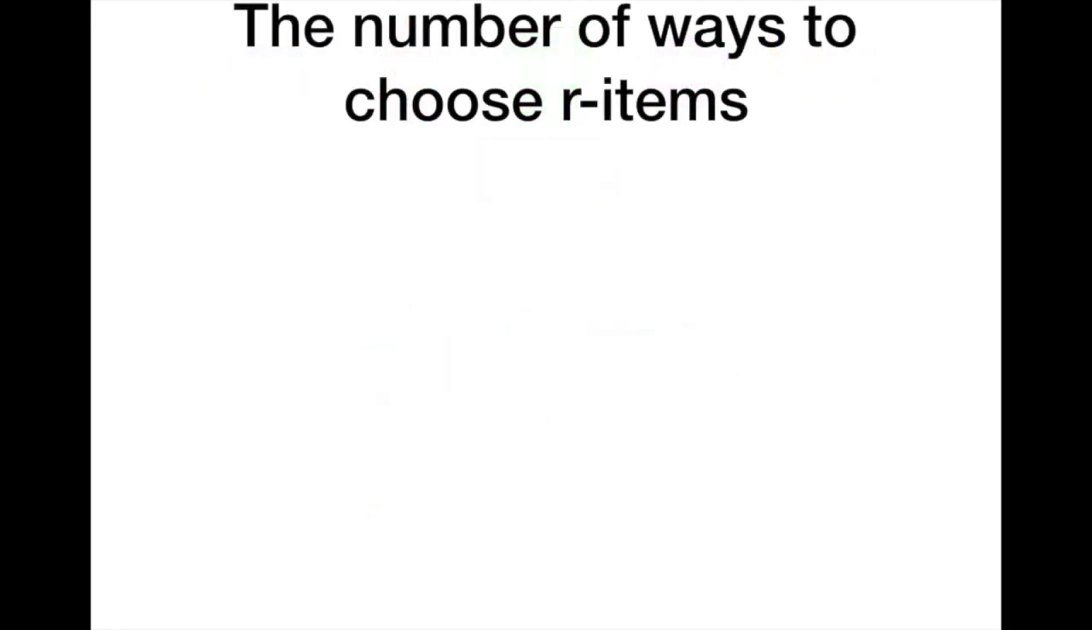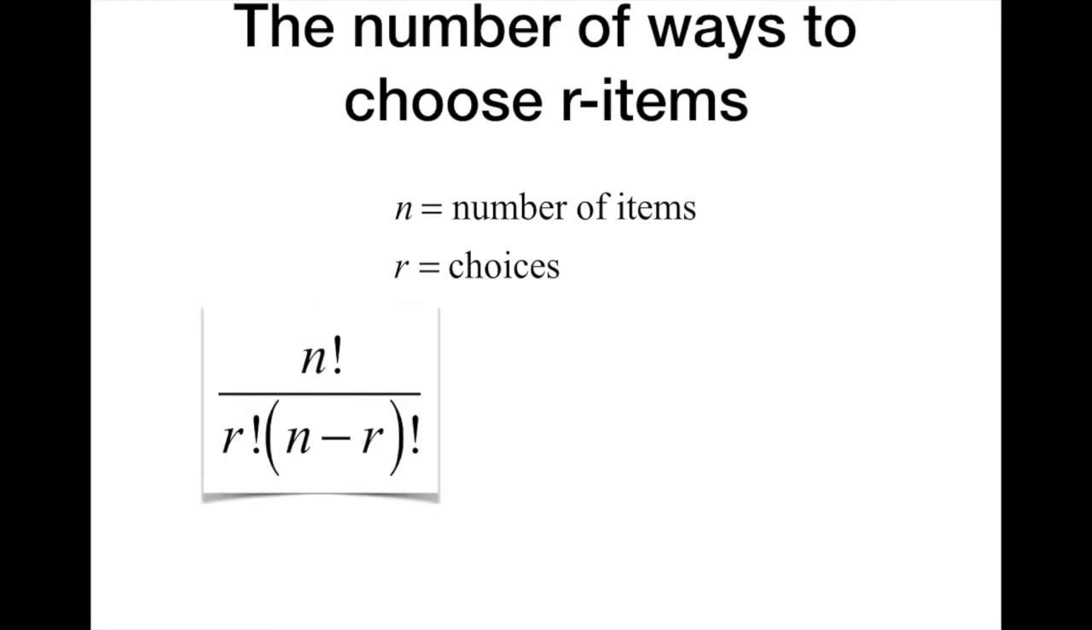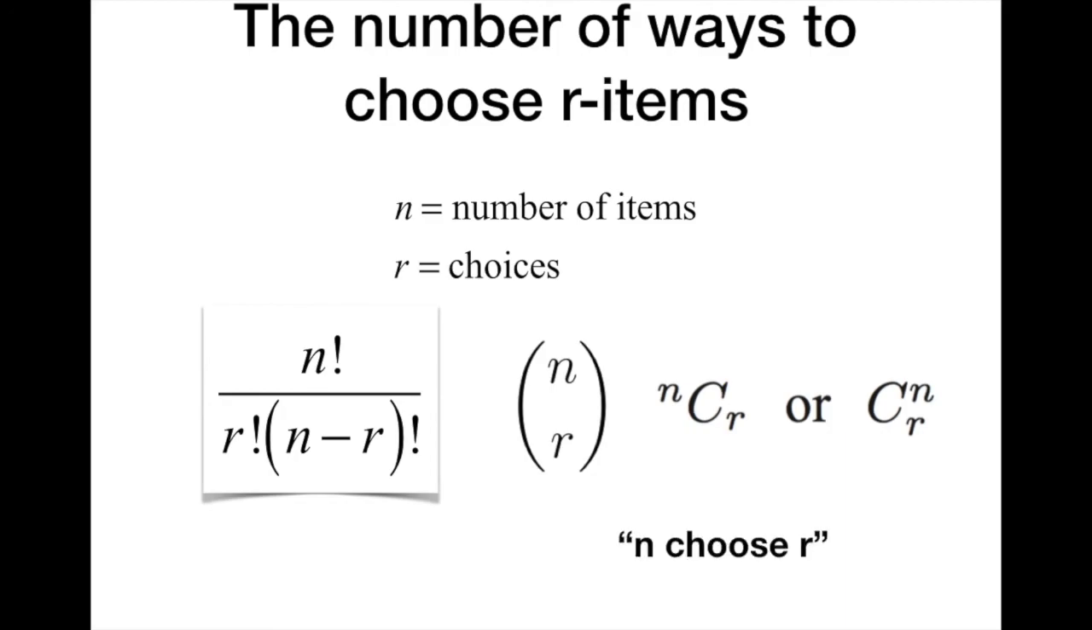The number of ways to choose r items, if we have n items, where r is the number of choices, taking this away from the hat and stool analogy, I can reuse this formula n factorial over r factorial times n minus r factorial. You might see this also written as n over r, or with these notations as well. And the C in this case stands for combinations. And you might read this as n choose r. So when I say n choose r, that's like thinking I have n hats and I have to choose 3 of them. How many different ways can I do that?